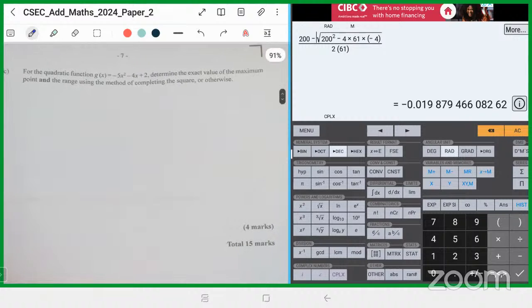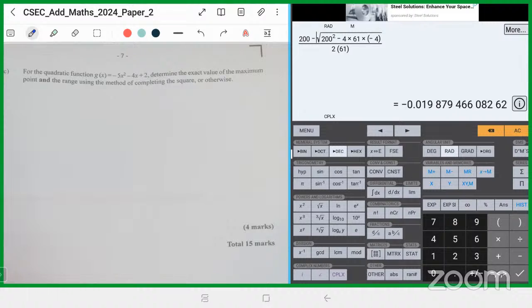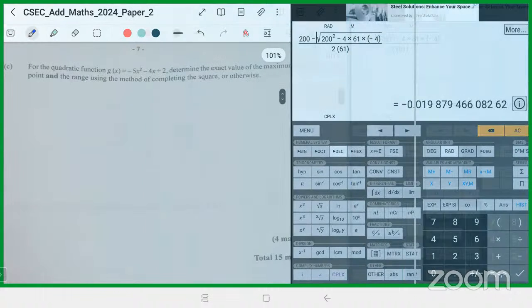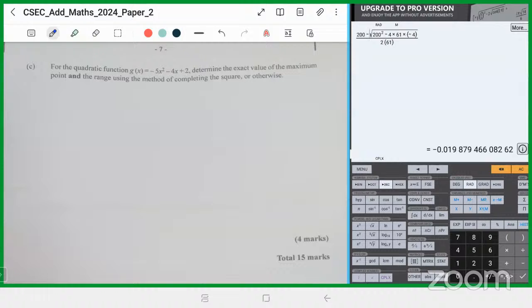This question says, for this quadratic function, determine the exact value of the maximum point and also the range using the method of completing the square. So they want us to complete the square to find the maximum and get the range. So once we find the maximum value, and it says the maximum point, I see it's a typo. To find the exact value of the maximum point, it should be maximum value. All right, but let's say they're talking about the coordinates, the maximum point, by completing the square. Let me make this smaller again.